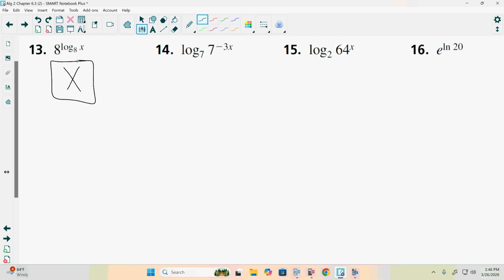Let's look at the next one. Log base 7 of 7 to the negative 3x. Well, the base of the log and the number inside are the same, yes? So we should be left with the exponent, so it simplifies to negative 3x. We good? It feels like there should be more to this than this. It shouldn't be this nice, but it really is. And especially once we get solving, this is going to make the process nicer.